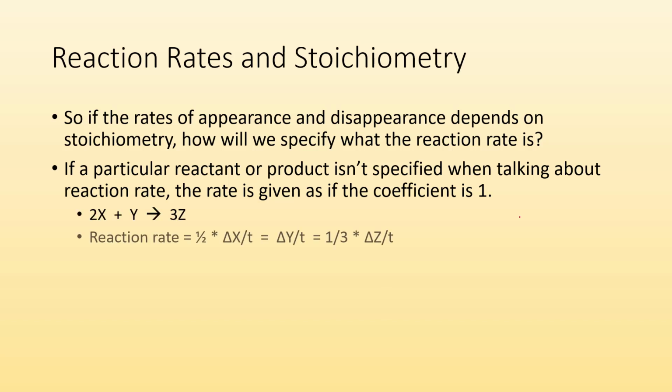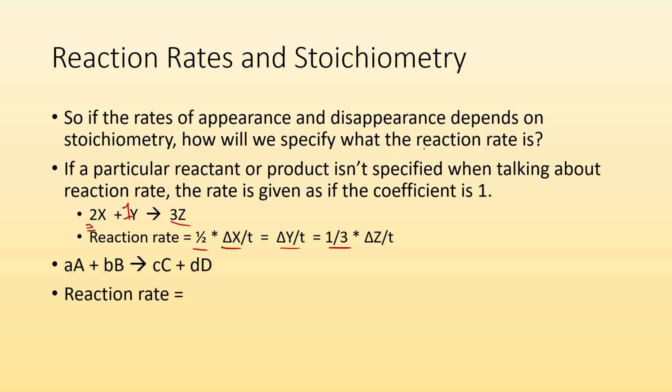So if this was my reaction that I'm working with, the reaction rate is going to be half the rate of change of x over time because we have a 2 there. So we have to correct it to be as if we had a coefficient of 1. x is going to disappear twice as fast as something with a coefficient of 1, so we have to multiply it by 1/2. For y, it does have a coefficient of 1, so the change in y over time is also equal to the reaction rate. For z, I have to multiply it by 1/3 because it has a coefficient of 3. So z is going to change 3 times as fast as the reaction rate. So that's how you do that.